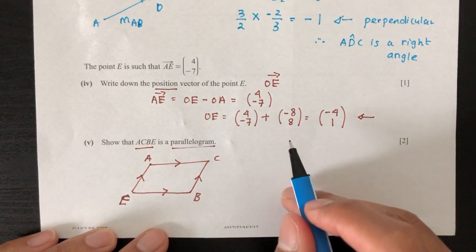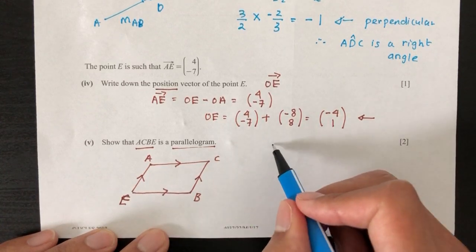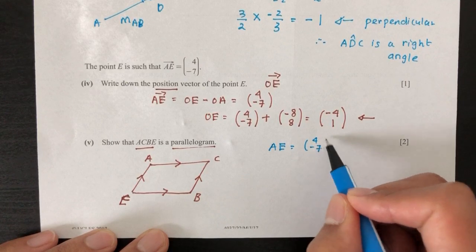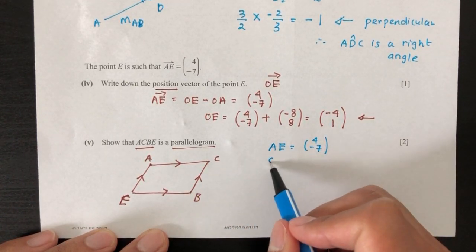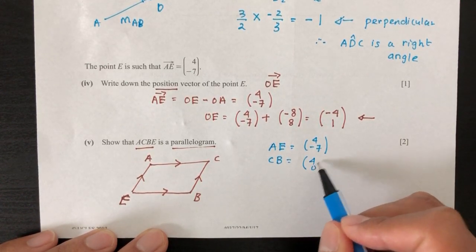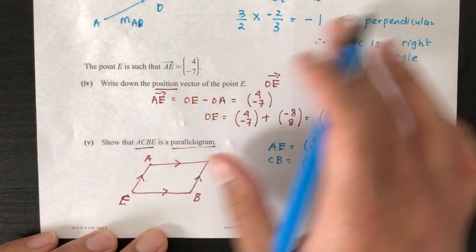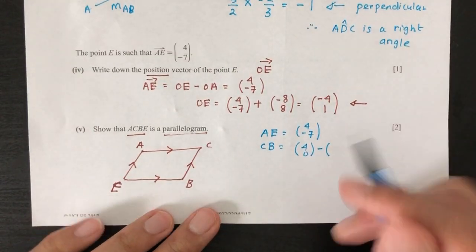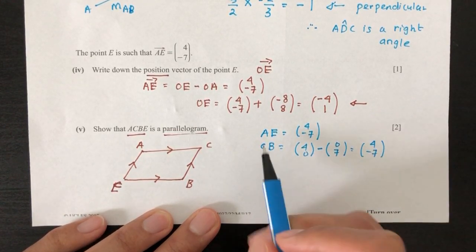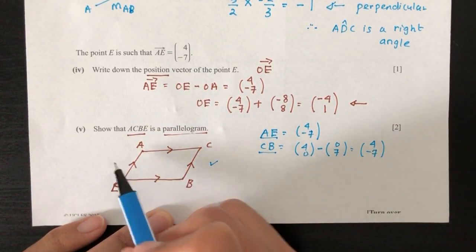So what is the direction of AC? Let's say we have to find the direction of AE first. AE has been given to you already. It is (4, -7). Now let's find the direction of CB. What is CB? CB is OB, given to you as (4, 0), minus OC. OC has also been given to you right here, (0, 7). That gives (4, -7). So now we know that AE and CB are in the same direction.